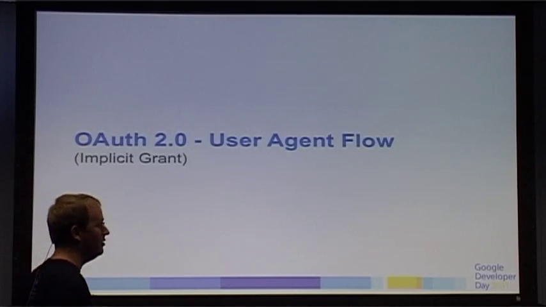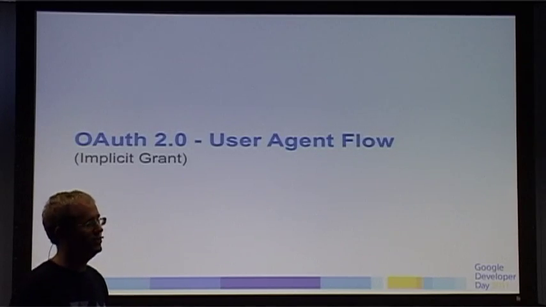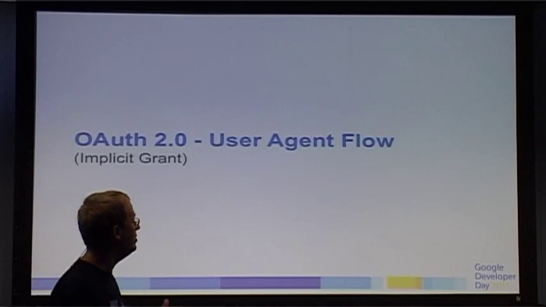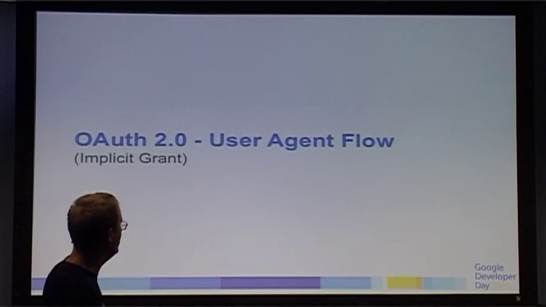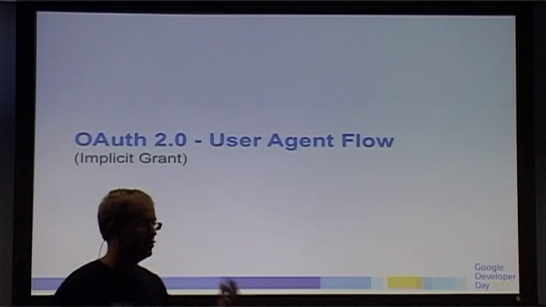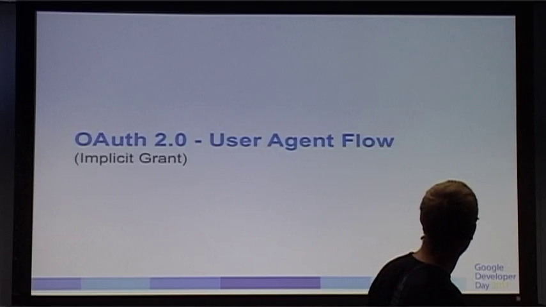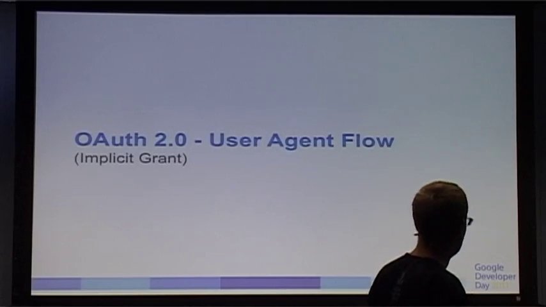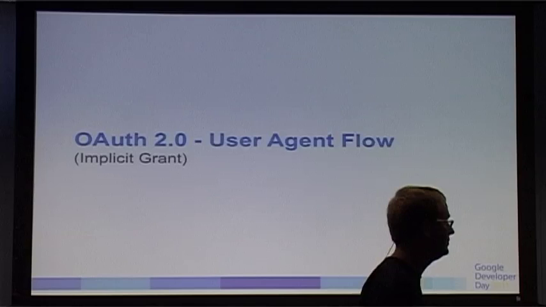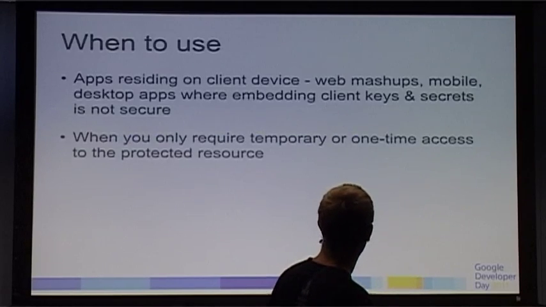So like I said, we're going to go through a couple of these different flows that Google uses. We're going to go through two primarily. There's a user agent flow, and then we're going to go through a server-to-server flow in detail. And then we're going to dive into OpenID Connect after that. So the user agent flow.